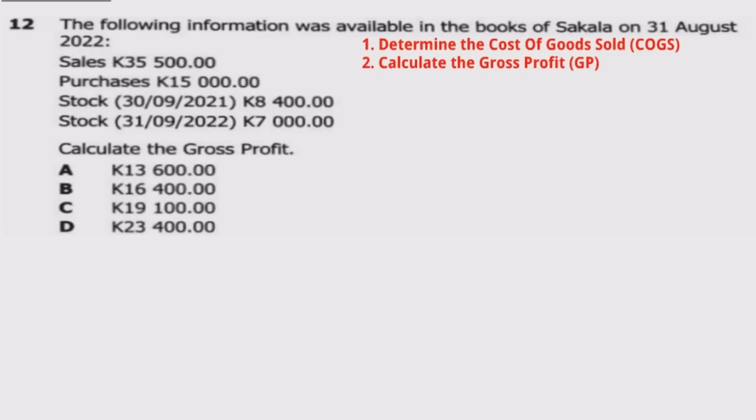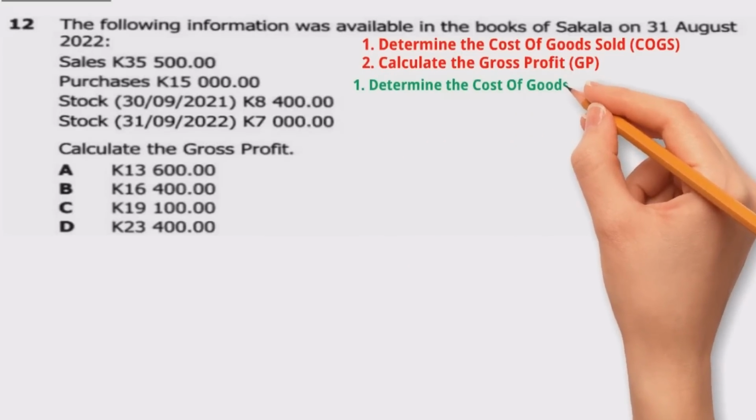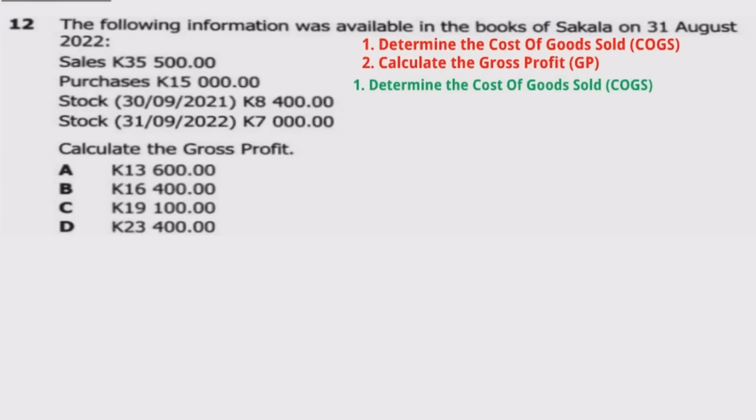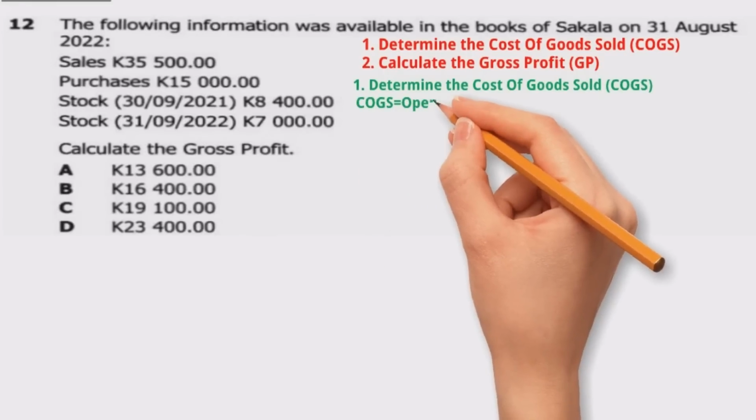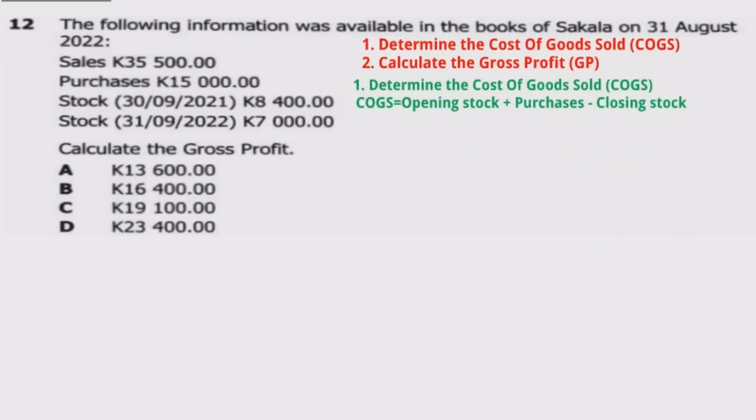Then step 2 will be the actual process of calculating the gross profit. So first we'll find the cost of goods sold, then second, we calculate the gross profit. Now let's go to step 1, which is determining the cost of goods sold. The formula we are going to use is COGS is equal to opening stock plus purchases minus closing stock.